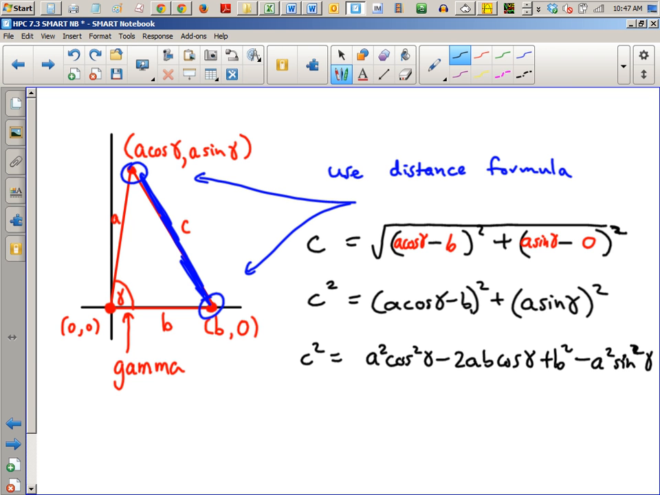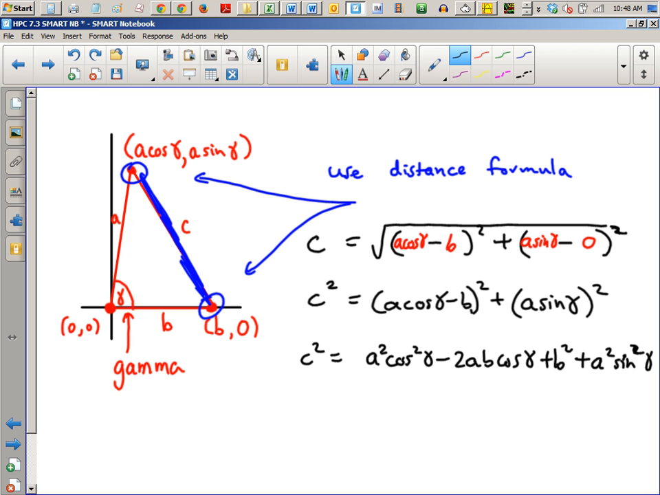So I just want to remind you that when you FOIL something such as A cos gamma minus B, you actually need to do 2 times this and this. That's where I got this term here from. I don't know why I put minus A squared sine squared gamma. That should be plus.